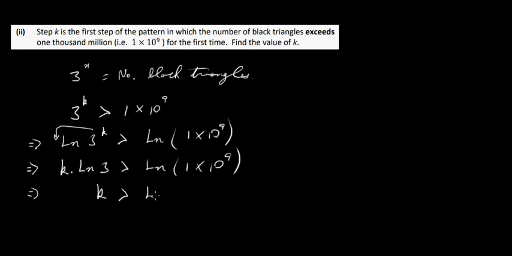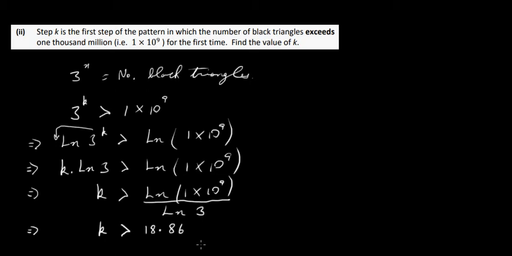So really what we end up with here is log 1 by 10 to the power of 9 divided by log 3. These are all just numbers, you can work these out on your calculator. We get n is greater than 18.86, or k rather is greater than 18.86. So our answer here then is just 19.